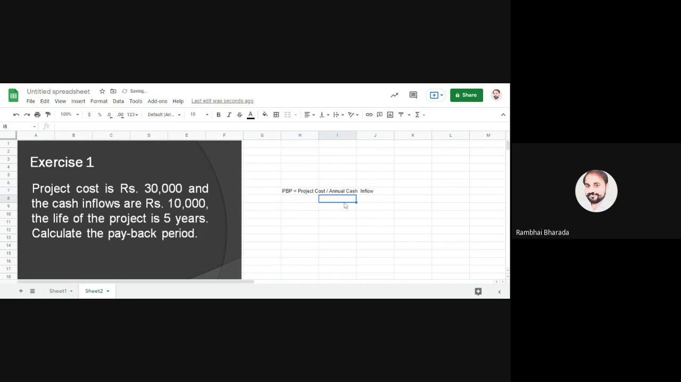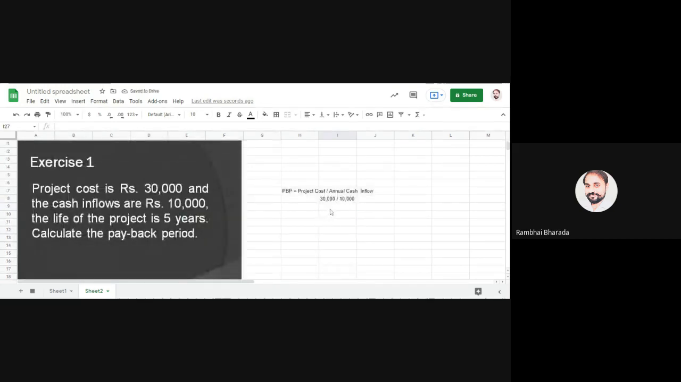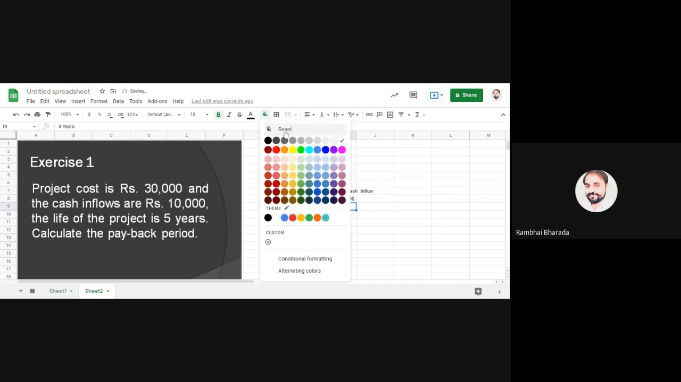See here, project cost is 30,000 and annual cash inflow is 10,000. So 30,000 upon 10,000, your answer is how many years? 3 years. Are we clear about this?